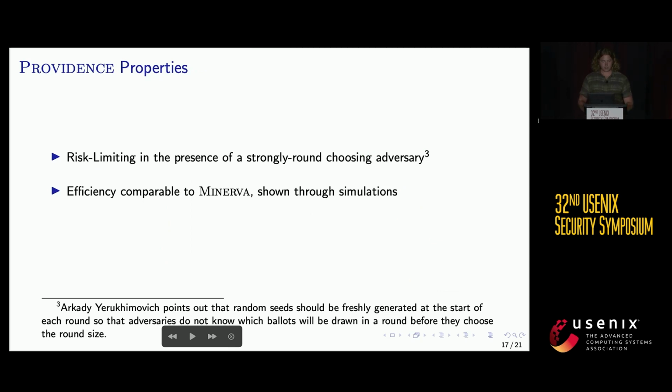So Providence has the following two properties. The first is that it's risk limiting in the presence of a strongly round choosing adversary, which is what we wanted, and additionally the weakly round choosing adversary as a consequence. And its efficiency is comparable to MINERVA, which we show through simulations; there are more details in the paper.